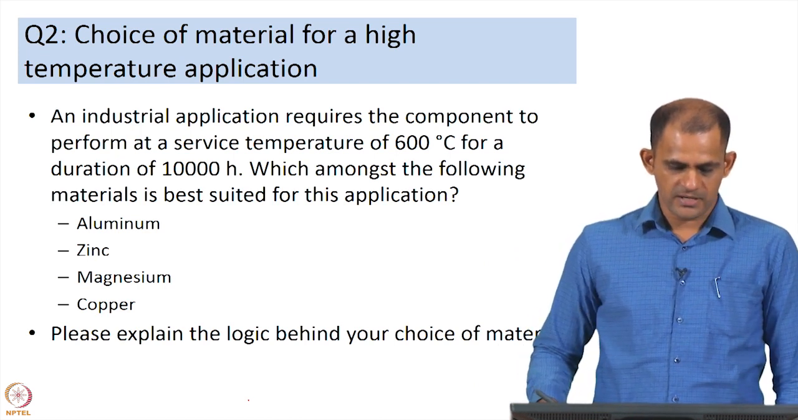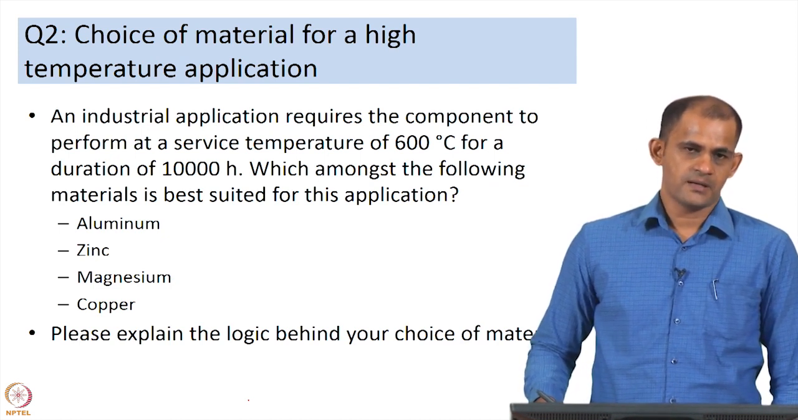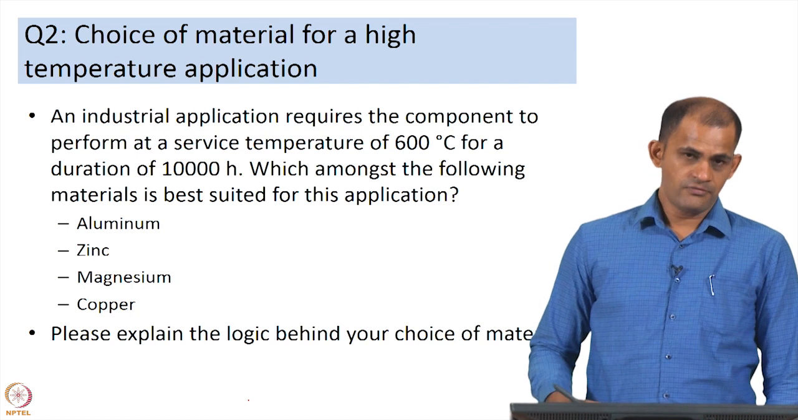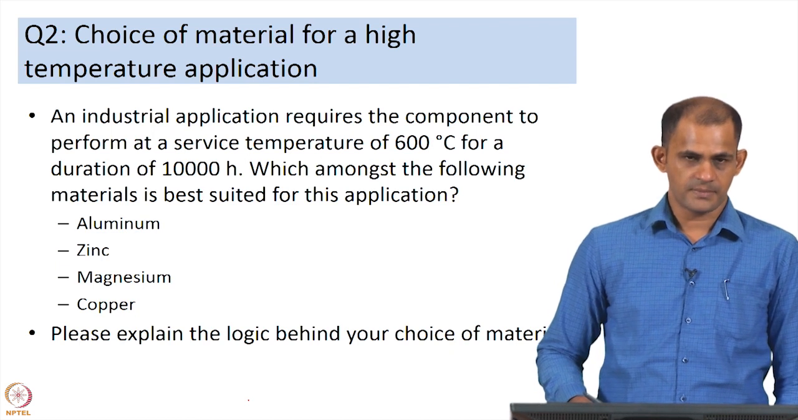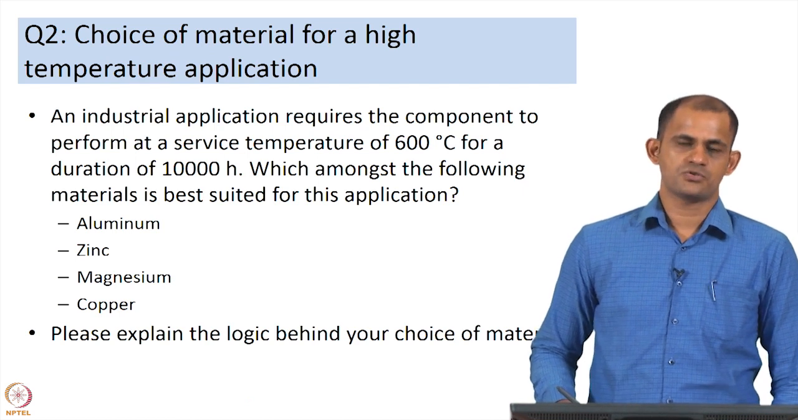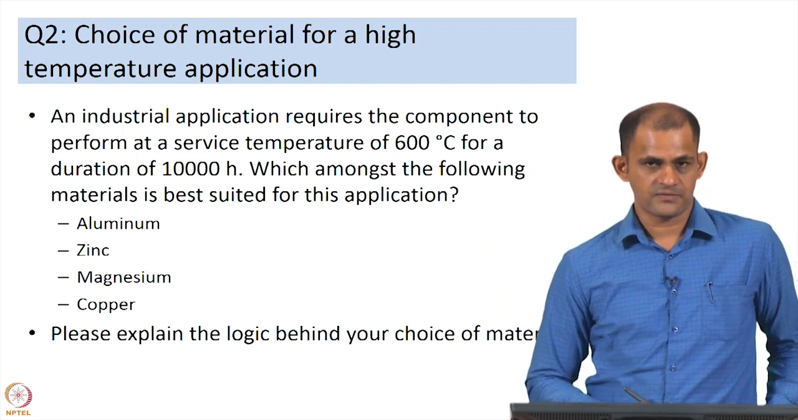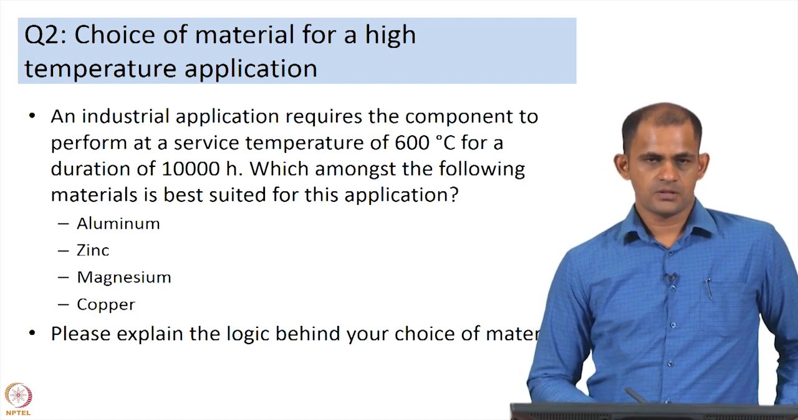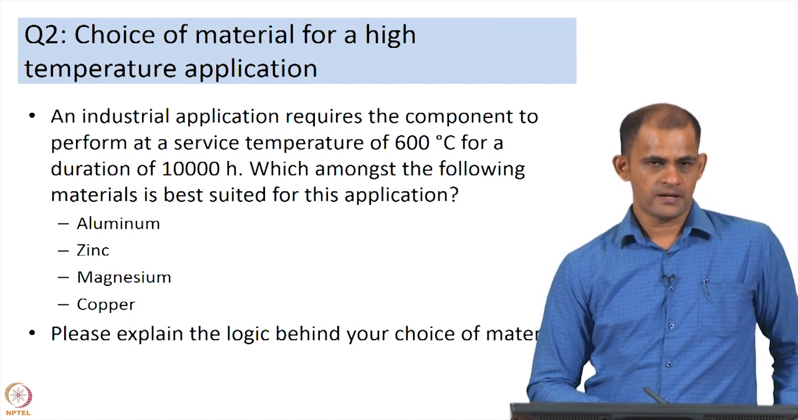So, an industrial application requires the component to perform at a service temperature of 600 degree centigrade with a service life of 10,000 hours. So, you are given 4 different materials, listed here: aluminum, zinc, magnesium and copper. Which of these materials do you think will be best suited for this application? So, the material has to survive a service temperature of 600 degree centigrade for at least 10,000 hours. So, which material of those listed below would you choose for this application and why?